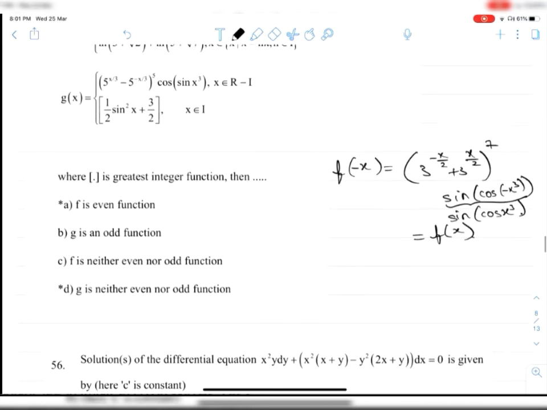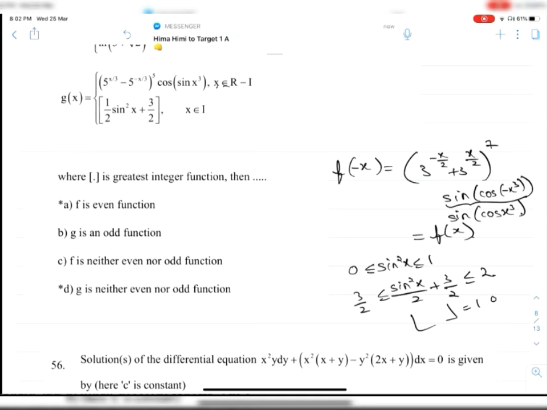Coming to the g of x part, what is happening here? If t belongs to R minus A, minus t will also belong to R minus A. Again, if t belongs to I, minus t will also belong to I. So this function will solve. Again, this function: sin square x lies in between 0 and 1. So this whole function, sin square x by 2 plus 3 by 2, lies in between 3 by 2 and 2. The integer part of it will always be 1 or 2.